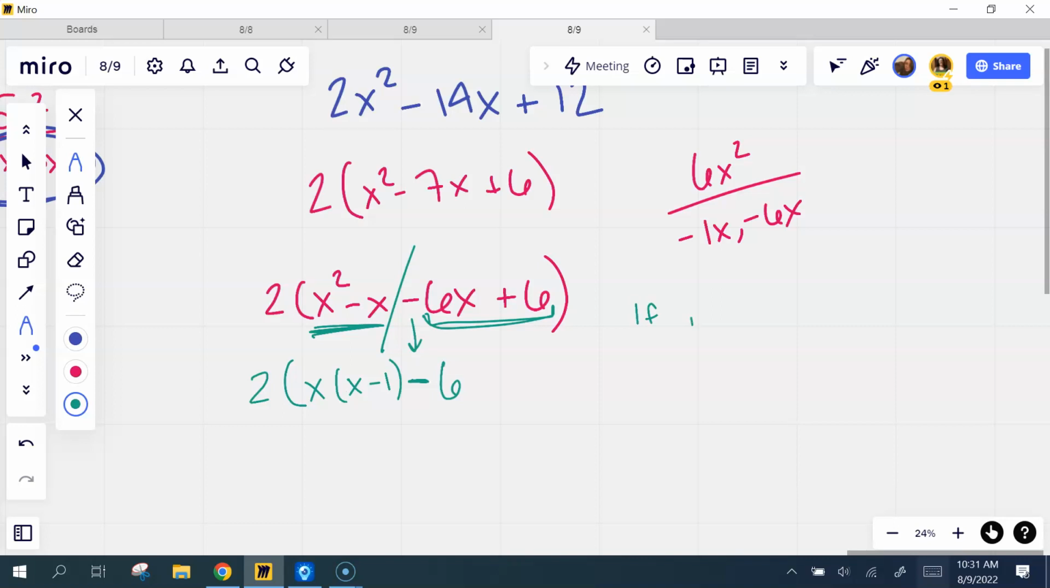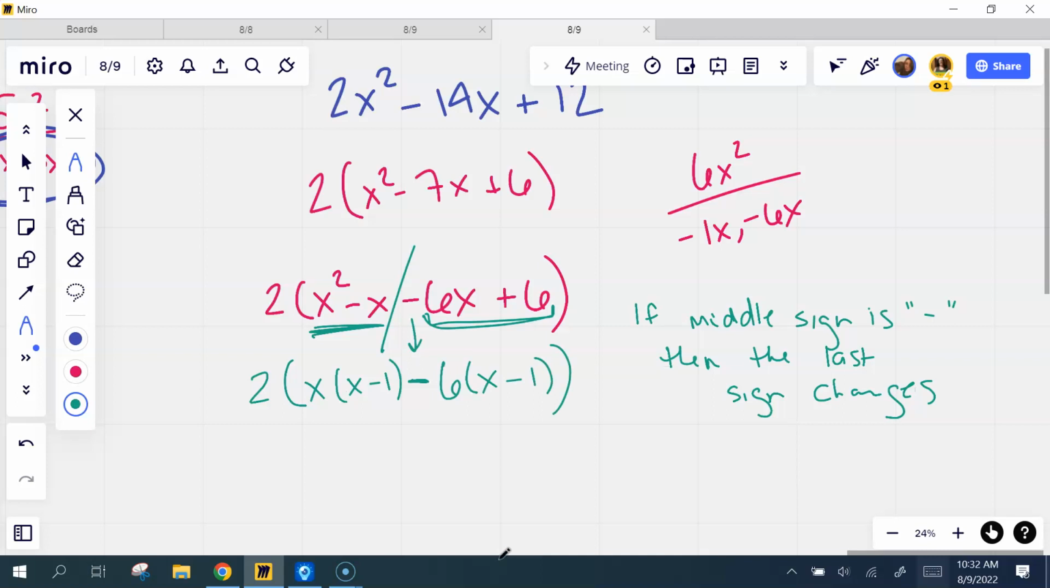If the middle sign is negative, then the last sign changes. Remember, I'm backwards distributing, so I need to make sure that I'm taking the negative 6 out of both of those pieces. So what's left inside would be x minus 1. Remember, those two parentheses have to match when I factor. Okay, so that's the little hiccup if there's a minus sign there.